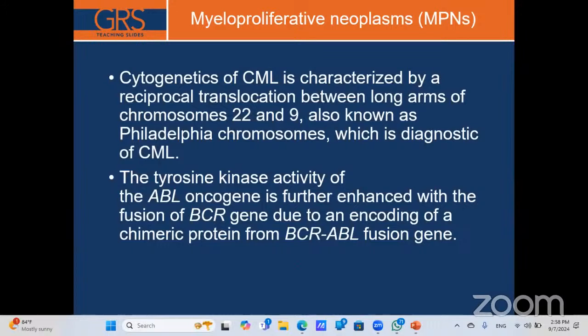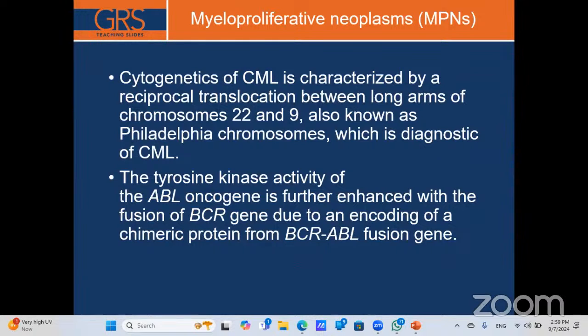The cytogenetics of CML is characterized by the most famous Philadelphia chromosome, which includes a reciprocal translocation between the long arm of chromosome 22 and chromosome 9, which is diagnostic for CML. This translocation leads to formation of the BCR-ABL fusion gene that leads to activation of the tyrosine kinase activity, which is very important because it's the main mechanism of action of the drugs used for treatment of CML, which are the group of tyrosine kinase inhibitors.